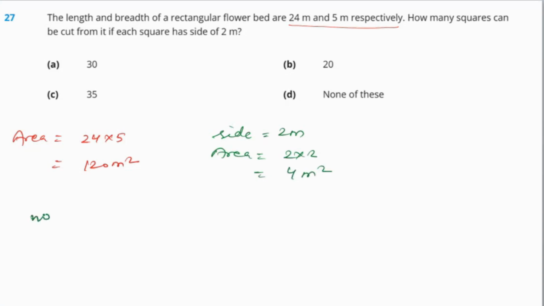Correct. So we need to figure out the number of squares that can be cut from the particular sheet. That will be 120 divided by 4. So that gives us 30. So option A, 30, will be the correct answer.